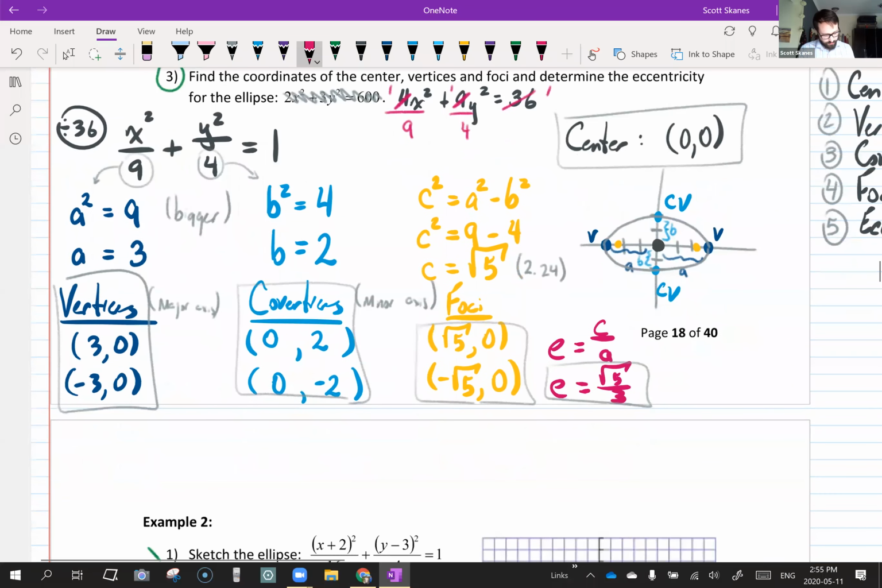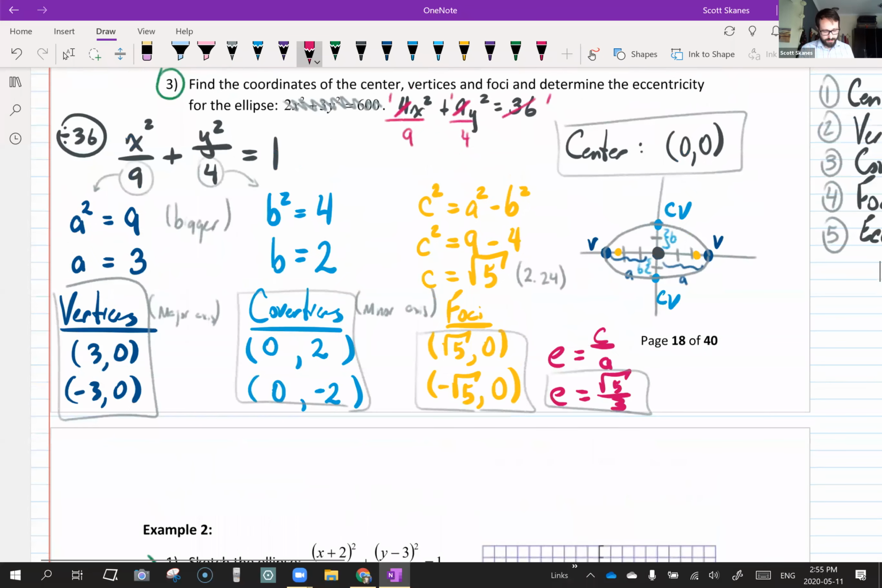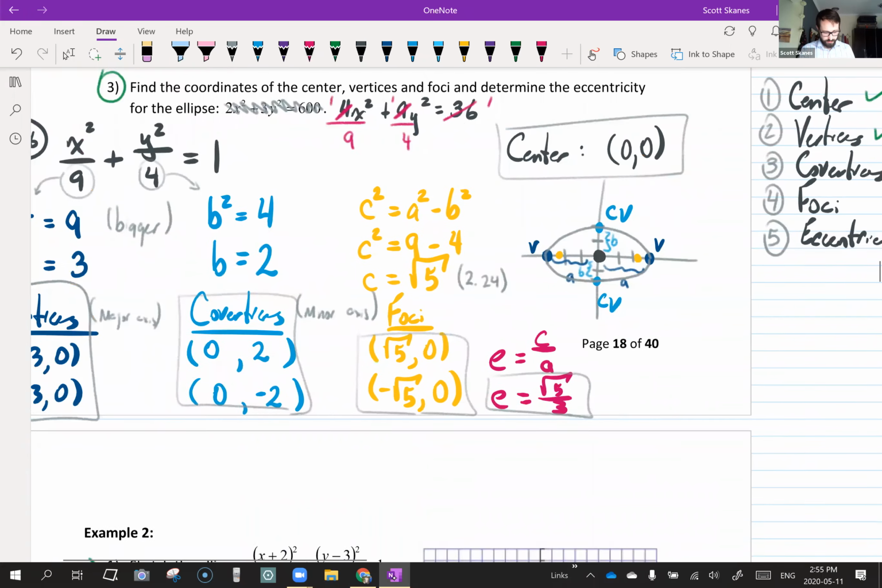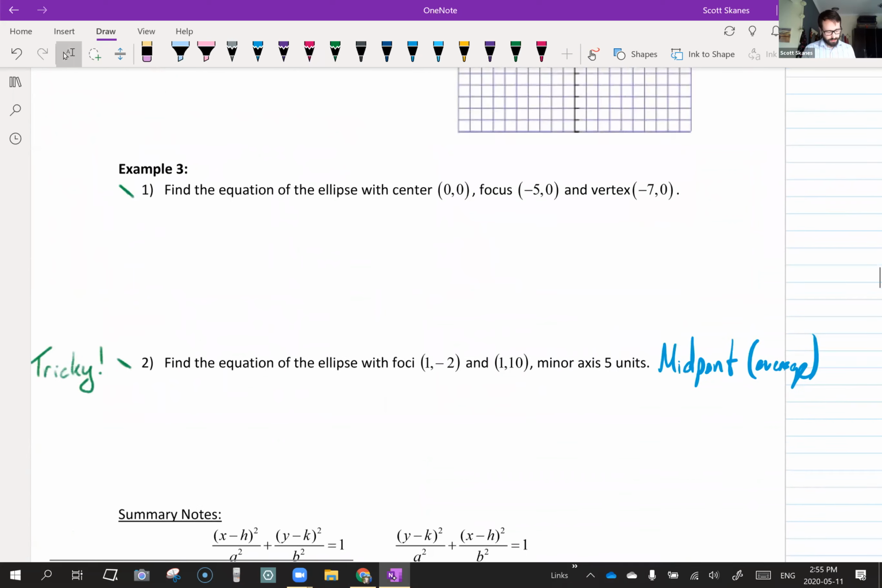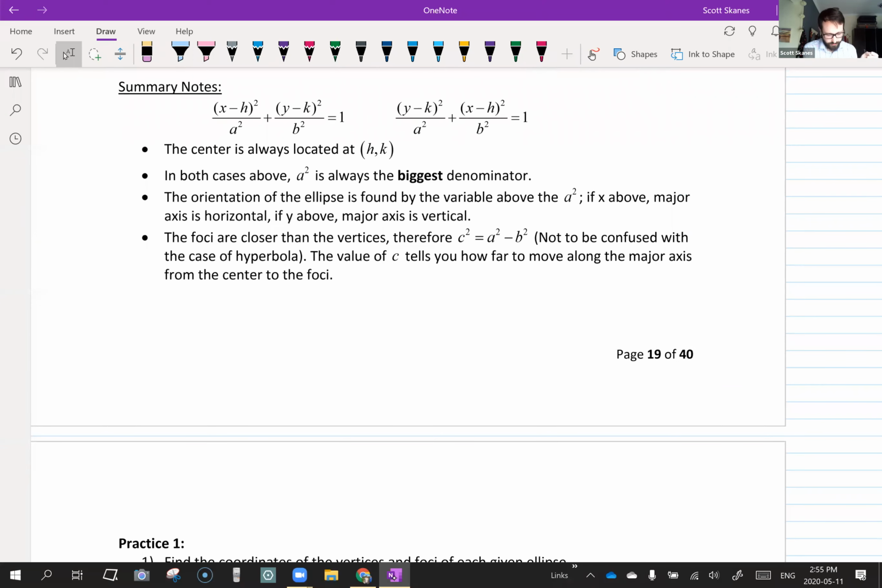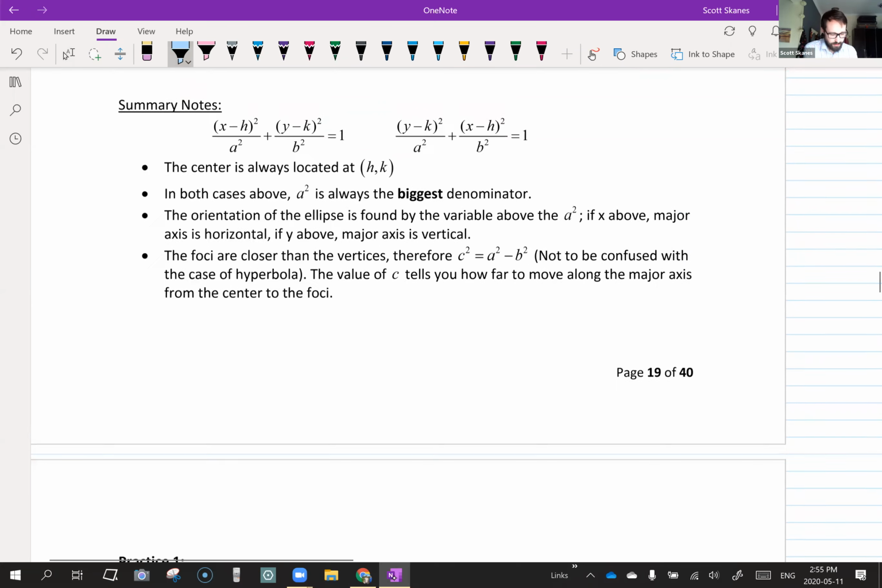All right, I'm going to move on. And again, I'm going to follow the same 5 steps, depending on what the question is, of course. Some sketching. The summary notes are very helpful. I just want to summarize them, so I'll bring them up.